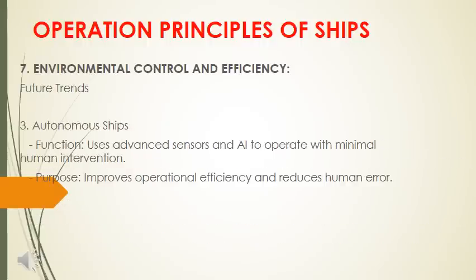And the last point is the use of autonomous ships, that is, ships that use advanced sensors and artificial intelligence to operate with minimal human intervention. It improves operational efficiency and reduces human error.